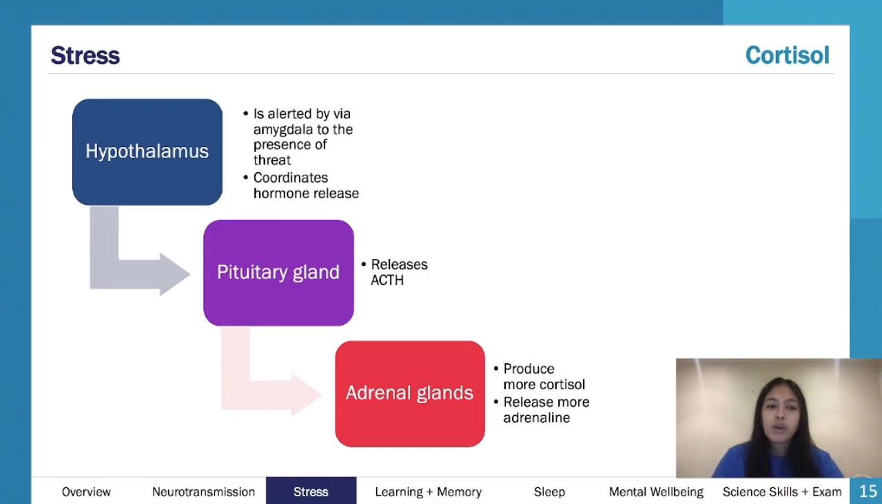This diagram that we've got here is our HPA axis. You don't need to know the intimate details of this, like acetylcholine, that sort of thing. You don't really need to worry about it too much.